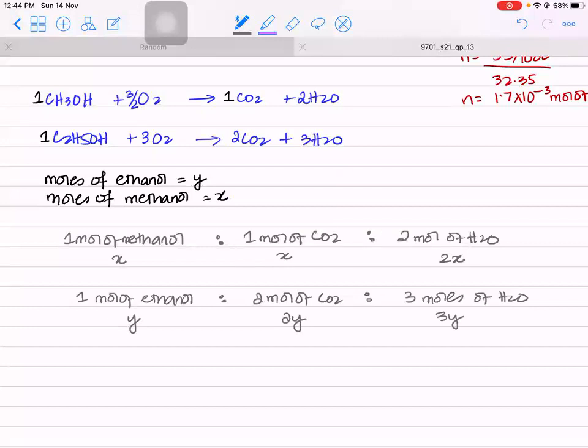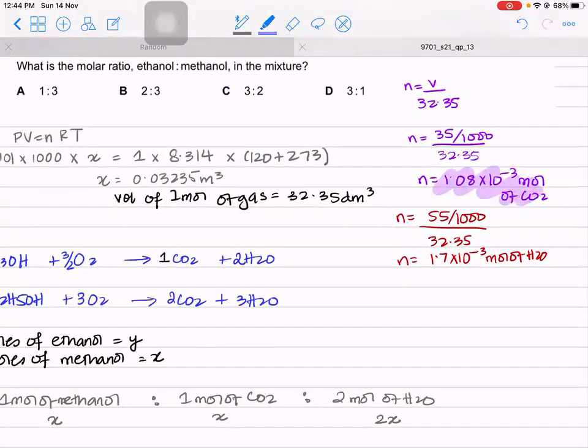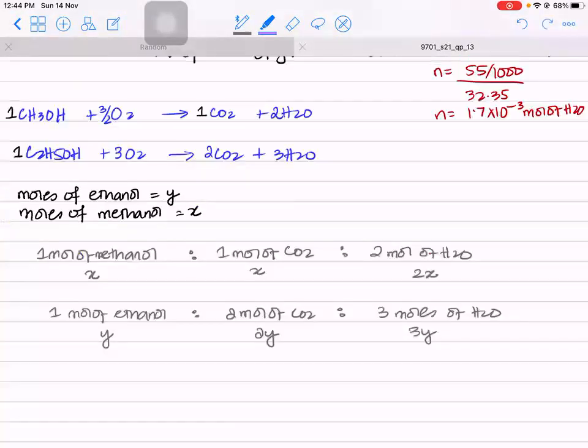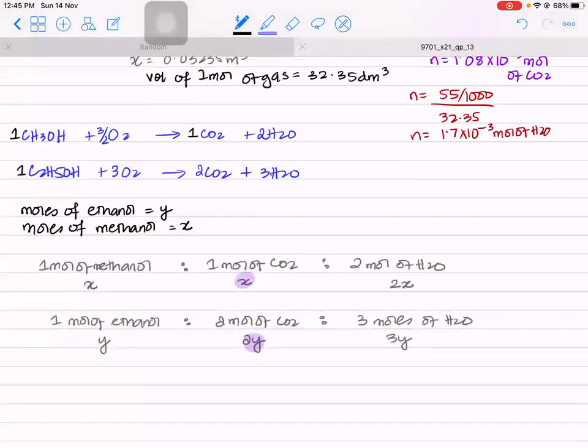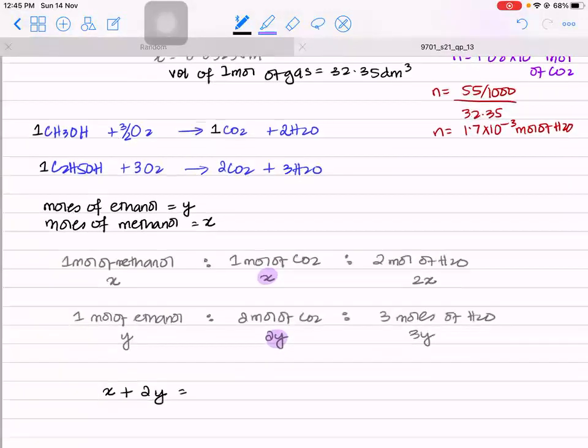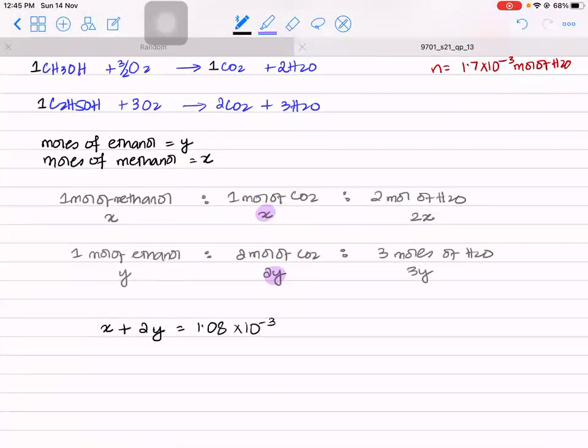Now, we know the total moles of carbon dioxide, which is 1.08 × 10^-3, and we know the total moles of water is 1.7 × 10^-3. So let's add the moles of carbon dioxide: x plus 2y, the total moles of carbon dioxide, equals 1.08 × 10^-3. And let's add these two up for water: 2x plus 3y equals 1.7 × 10^-3.